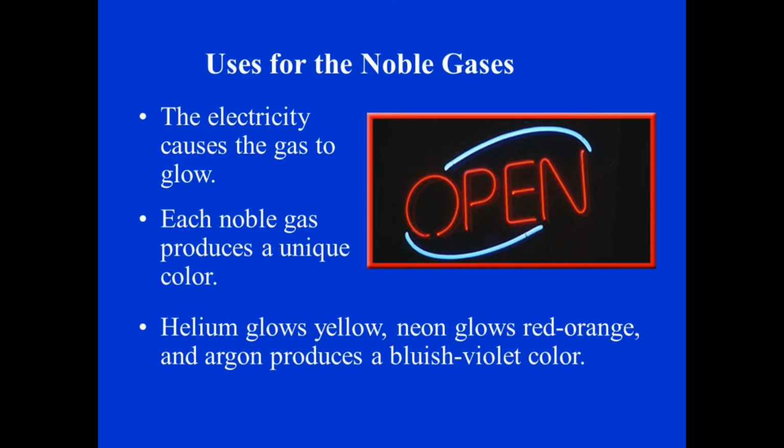Now, let us learn more about inert gases. Inert gases are the gases which glow because of electricity. So, these gases are mostly used for light. Each inert gas has its unique color. For example, helium gas glows yellow, neon gas glows red or orange, and argon produces a bluish violet color.